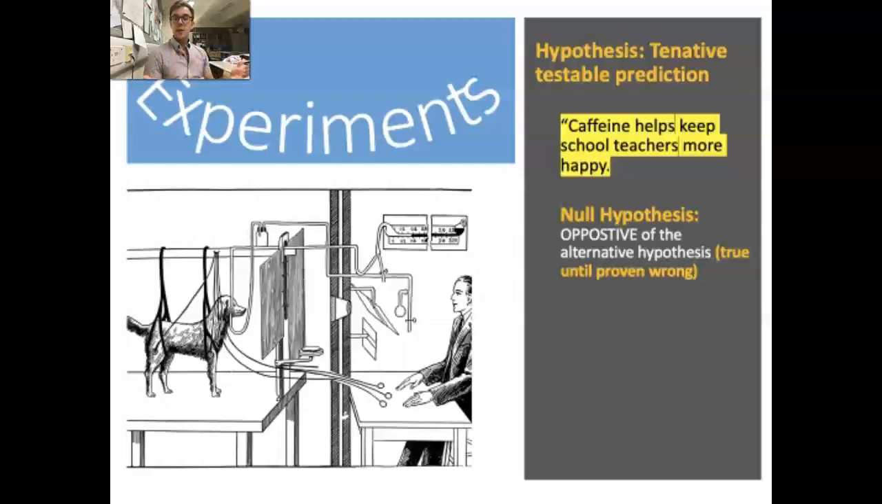Now, that is not proven true yet, right? It's my alternative hypothesis. It's a tentative statement. But in order to prove that, I also have to take my null hypothesis, which would be the opposite of it, and try to prove that null hypothesis wrong. So my null hypothesis would be caffeine does not help school teachers become more happy, right?